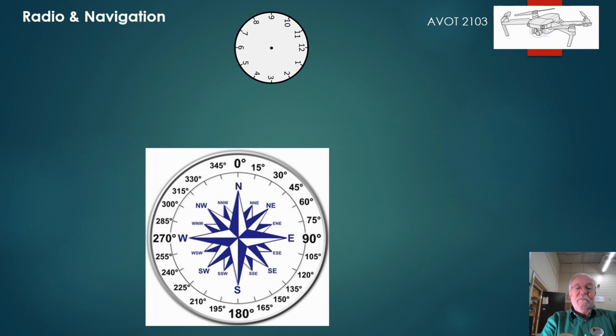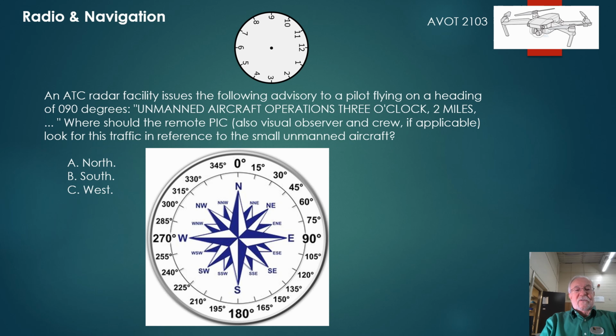Probably one of the more difficult questions, which is why I'm bringing it up, is this question here. So, ATC radar facility, you're listening in to this guy. Air traffic controller issues the following advisory to a pilot flying on a heading of 090 degrees. So this is a guy inside of an airplane. He's flying east, so he's going this way. And he says to the guy, unmanned aircraft. Ooh, I wonder who that is. That's you! Talking about you, probably.